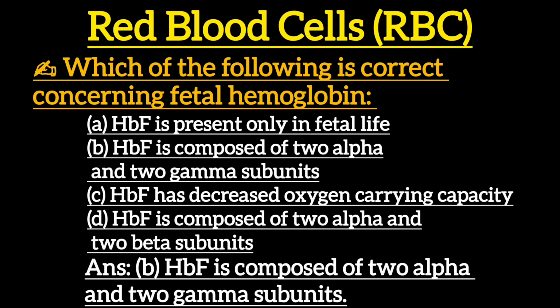Next one is which of the following is correct concerning fetal hemoglobin? Option A hemoglobin is present only in fetal life. Option B hemoglobin is composed of 2 alpha and 2 gamma subunits. Option C hemoglobin has decreased oxygen carrying capacity. Option D hemoglobin is composed of 2 alpha and 2 beta subunits. Correct answer is option B hemoglobin is composed of 2 alpha and 2 gamma subunits.